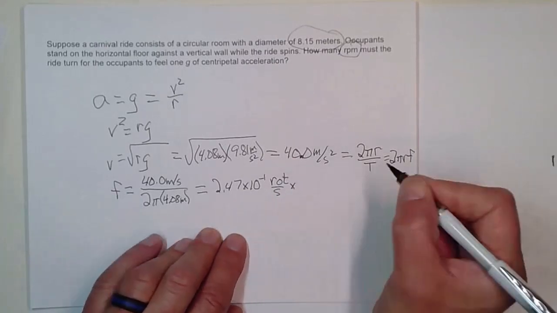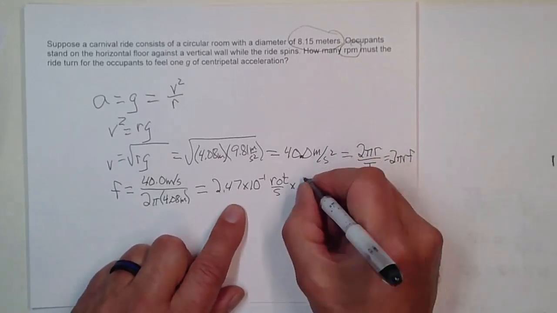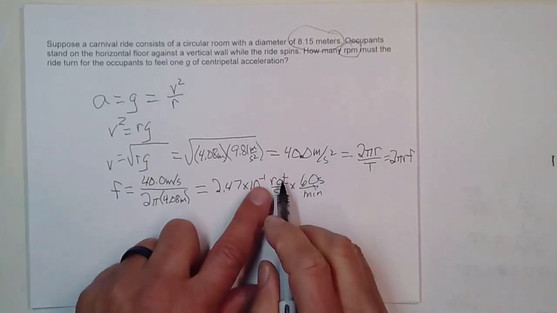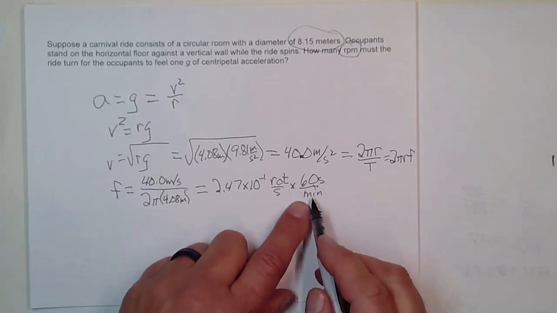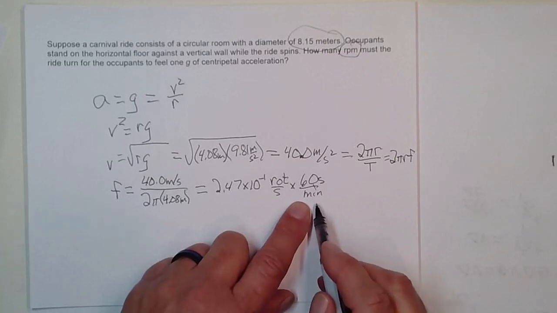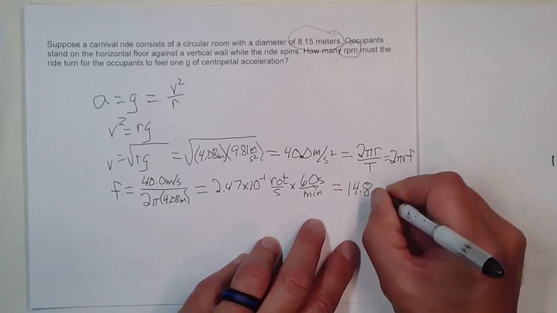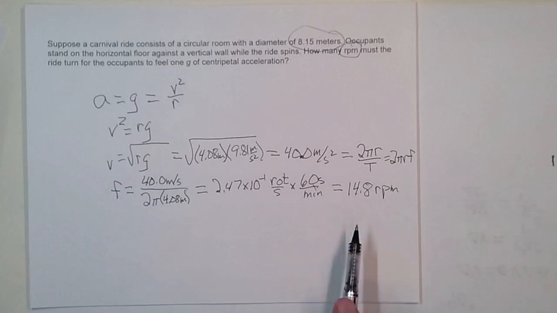Well, I want to know how many times it does that per minute, so I just multiply by 60 seconds per minute, and now I've got rotations on top and minutes on the bottom. That's RPM. And so we get some number, 14.8 RPM. Somewhat unusual units, but we did introduce them a video back or so. All right, that's our first couple of problems here.